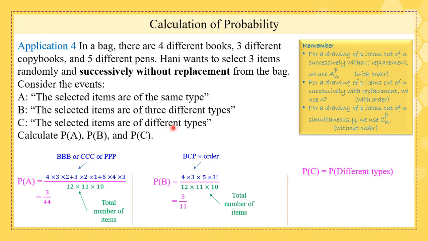Well, the selected items are of different types, and different and same are opposite events. So what is the probability of different types? It's 1 minus the probability of same type, which is 1 minus P of A. Try to see the difference between the 2 events B and C. For event B, we need 3 different types, so they should be books, copybooks, and pens, whereas for the event C, they are of different types, so they could be 2 books, let's say, and 1 copybook, 2 books and 1 pen. These are different types, but they are not of 3 different types.